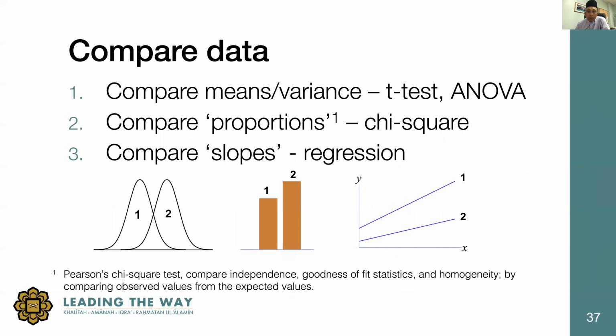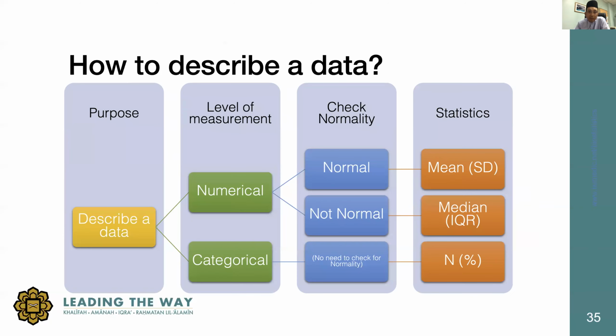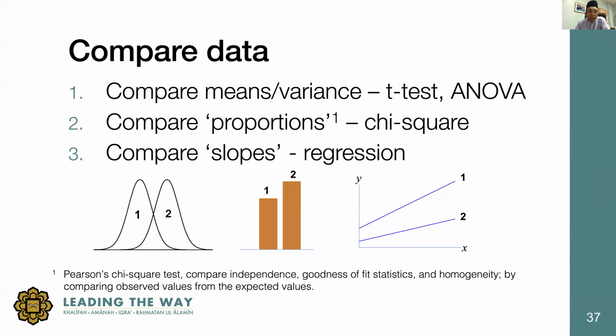So the last bit, because I have a bit of time, when I said compare data, you can compare means like this one. You can compare proportions like this one, or in regression, you can compare the slope, the gradient here. So I just give the gist of the word compare here. This is the analytical component. I repeat again, this is the descriptive, how you describe data. And later you will learn about how to compare means, how to compare proportions, how to compare slopes in regression.